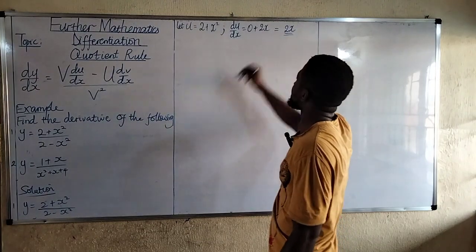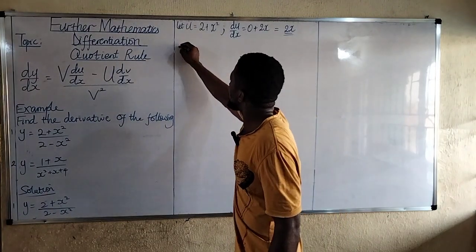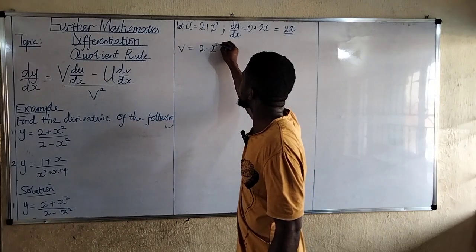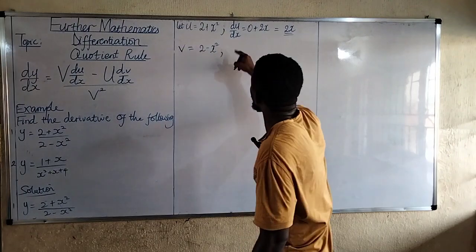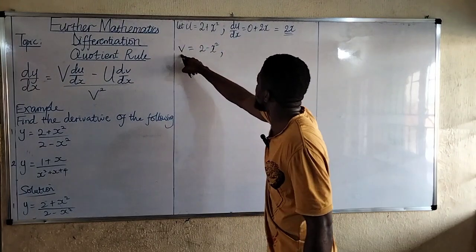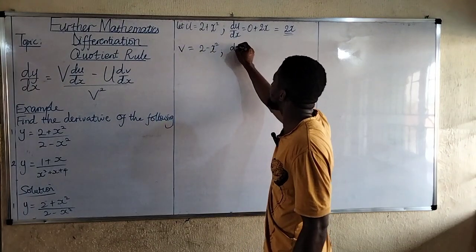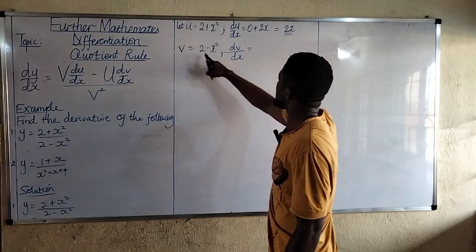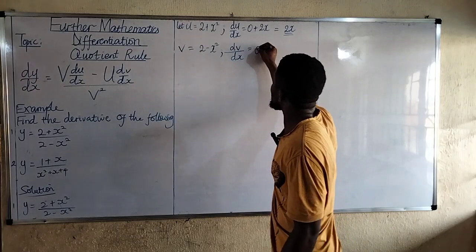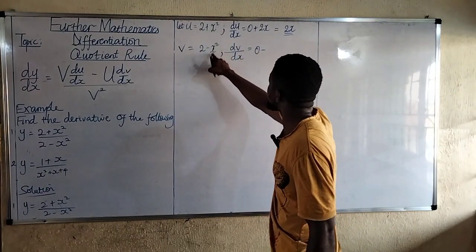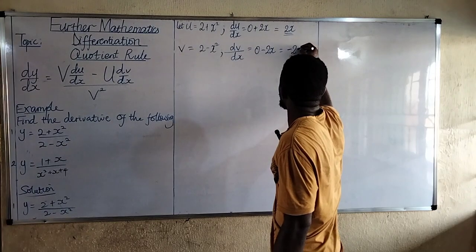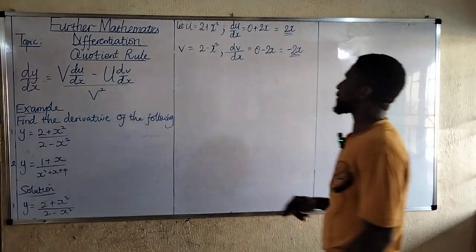That's our answer. Then let v equal to 2 minus x squared. Therefore, we are going to differentiate v with respect to x. So this will be dv over dx. This will give us, if we differentiate 2, it becomes 0. Minus, if we differentiate x squared, it will give us 2x. So this will give us negative 2x. This is what we obtain.